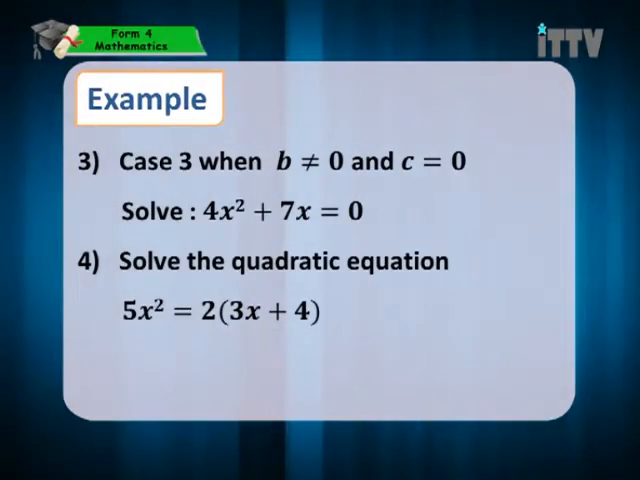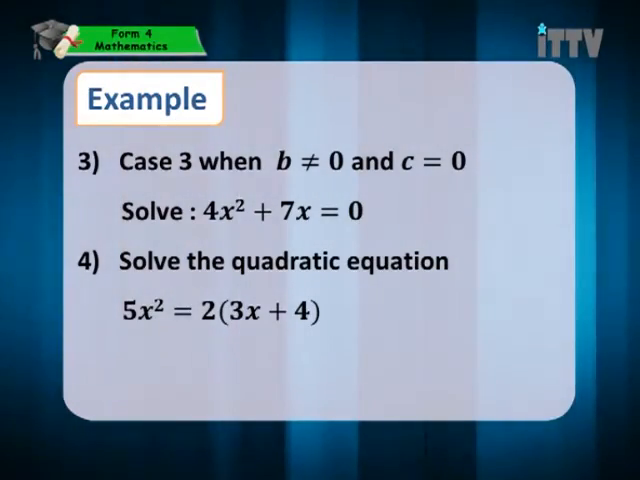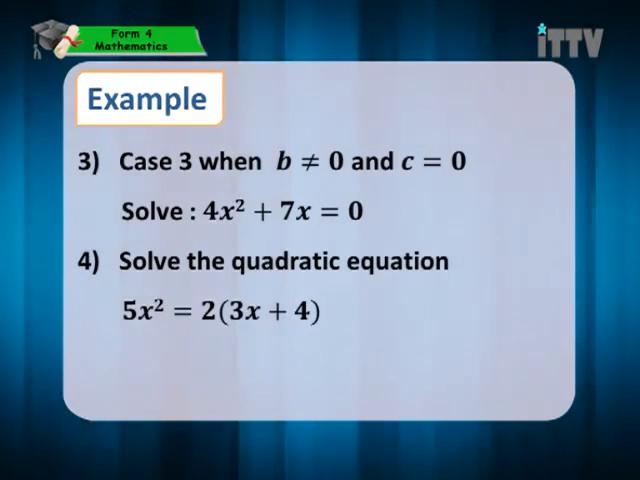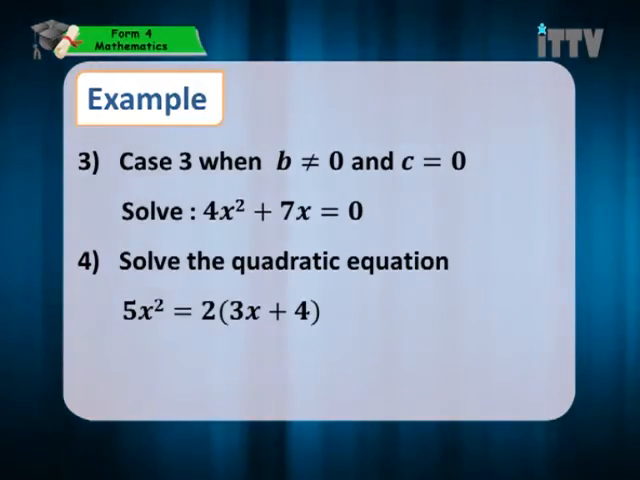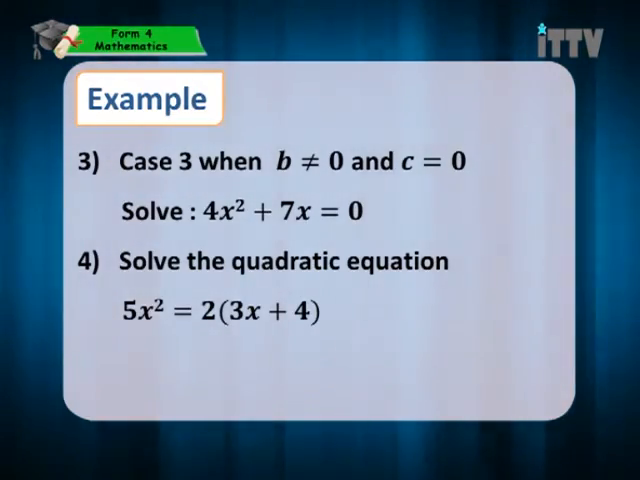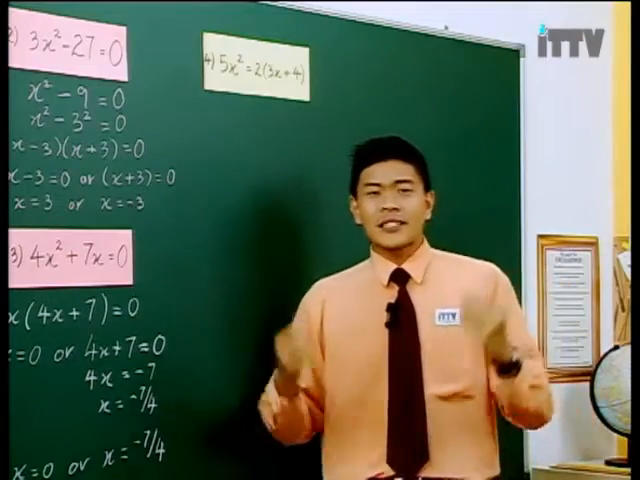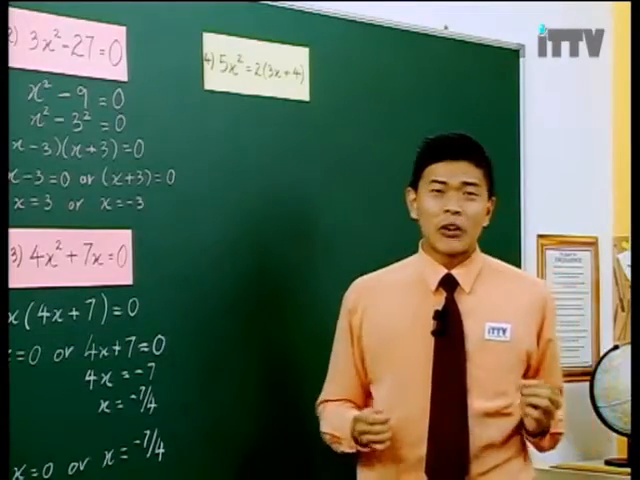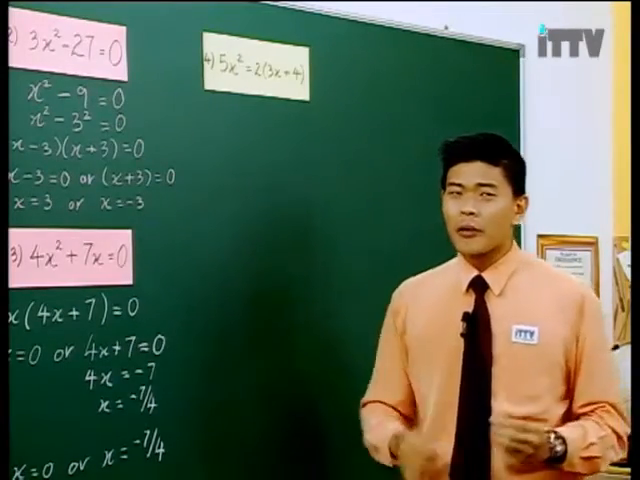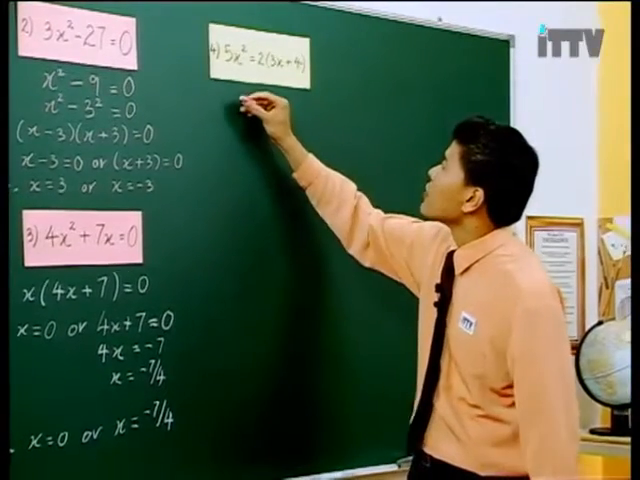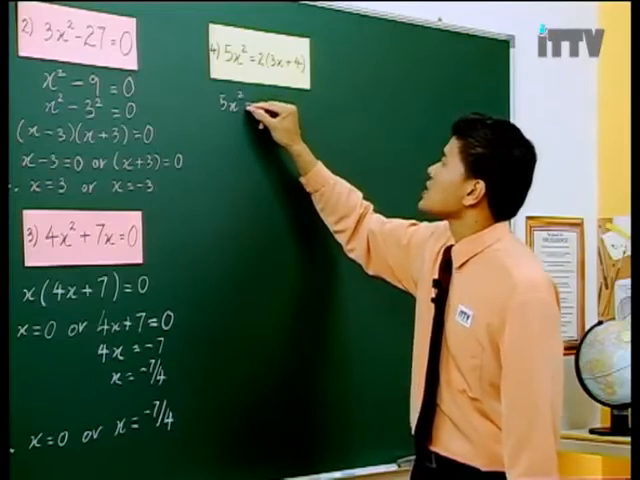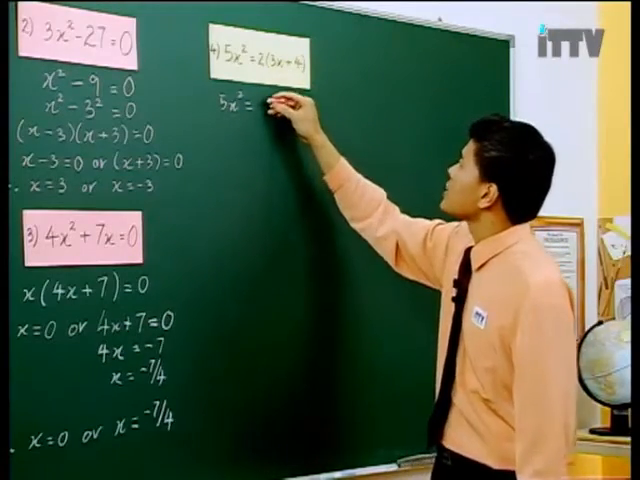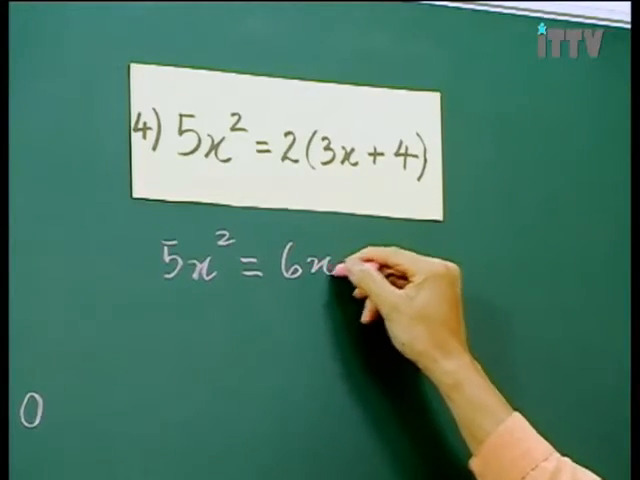Now solve the quadratic equation 5x squared equals 2 bracket 3x plus 4, and I want you guys to look at this very carefully. First step, always make sure it is in general form, which this is not. Remember, get it into general form, and before you do that, you have to expand the bracket. So 5x squared is here. On the right hand side, multiply it and expand the bracket.